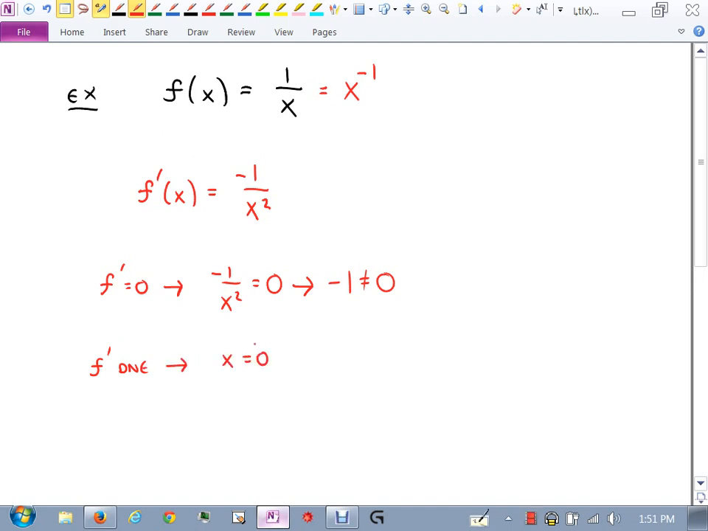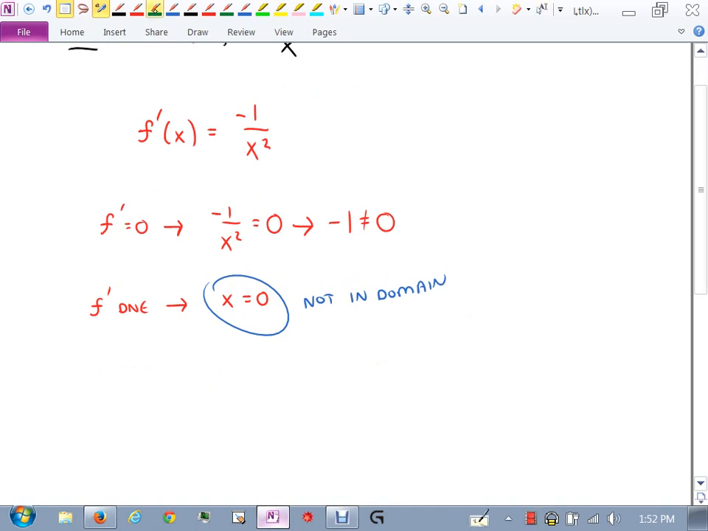X equals 0, right? I can't have division by 0, but keep in mind, this is not in the domain of the original function, is it? You can't plug a 0 into the original one. You also can't plug 0 into the derivative. But it's still going to help me in partitioning up my number line. Are there any questions? I know I'm working a little bit faster through this one, but I'm trying to get to the point here.